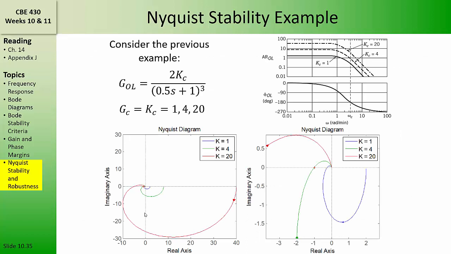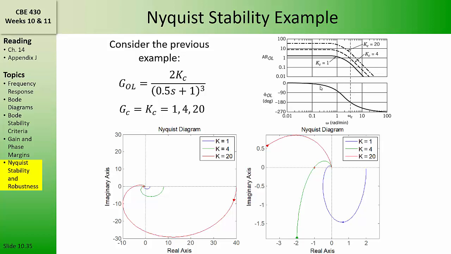To show what a Nyquist plot looks like, let's consider an example of an open loop transfer function that we've already seen, this third order transfer function, for three different values of the controller gain Kc equal to 1, 4, and 20. We looked at this Bode diagram in a previous video.